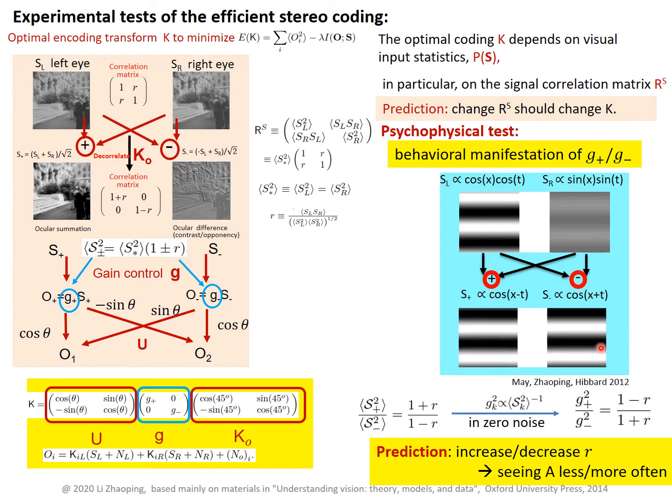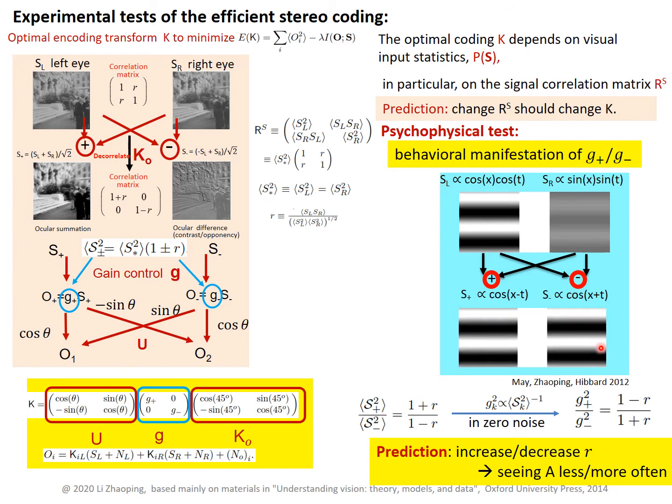And then you can just ask the observers whether they see the grating drifting up or drifting down. And then we can adapt the observers to an environment in which the correlation coefficient R is different. And then their chance of seeing the drifting direction for the summation channel should then change accordingly.